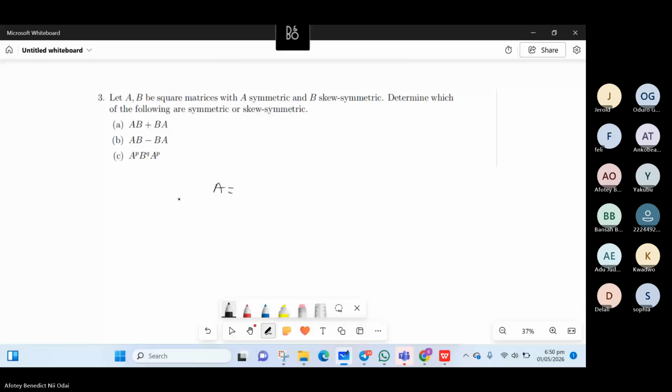So A is equal to A, B, C, D, and B is equal to E, F, G, H. Now, A being symmetric means that the trace of A is equal to A. And for B, the trace of B is equal to negative of B.